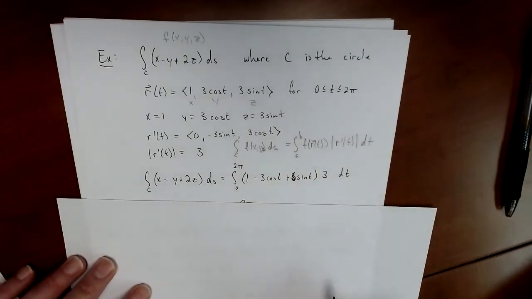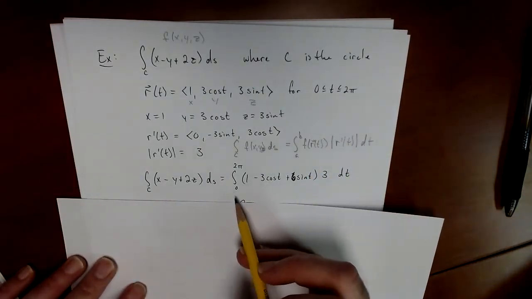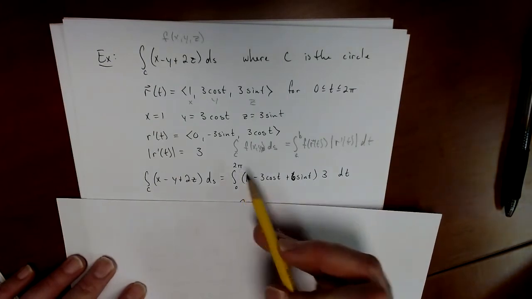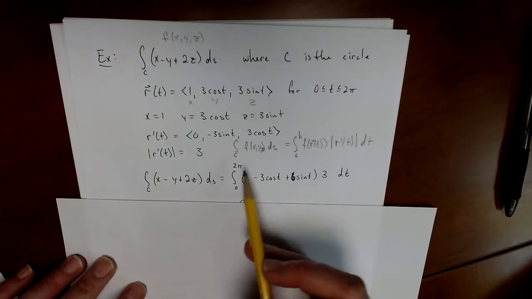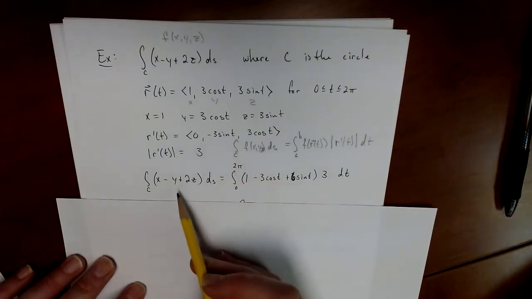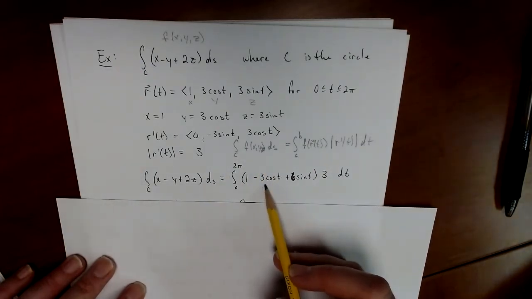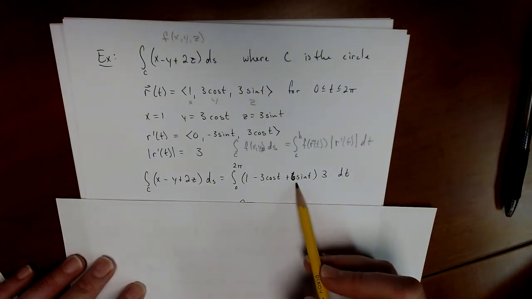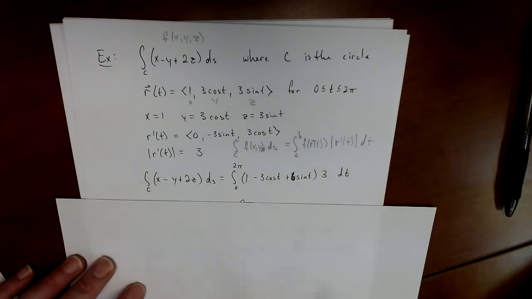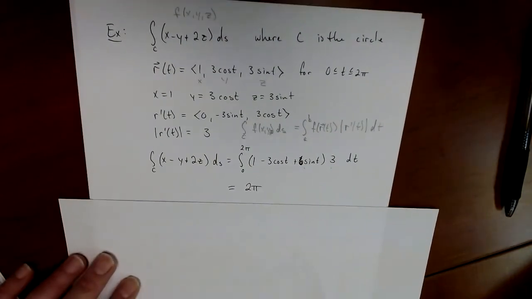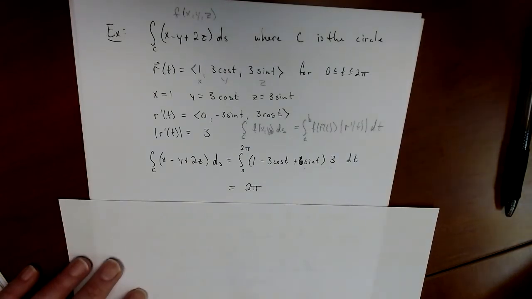I don't need the z over here, that's fine. And so t is going to go from 0 to 2 pi. That's the limits for t. That's my a and b. F with x and y and z plugged in is going to be 1 minus 3 cosine t plus 6 sine t. The magnitude of r prime is just 3 dt. And then a little quick Calc 1 integration later, and we get 2 pi.